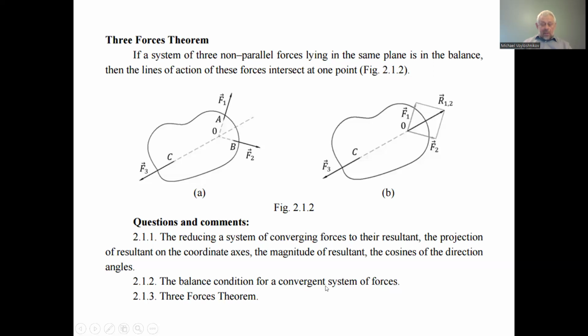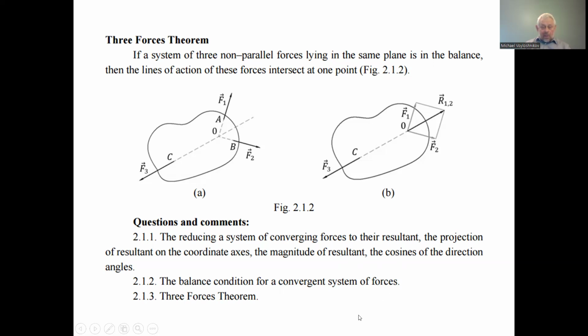The balance condition for a convergent system of forces is that the resultant equals 0, the algebraic resultant, just the magnitude of the resultant is equal to 0. And it's not important to consider the rotating moment, as forces intersecting at one point make the system convergent. Then the lines of action do not cause a rotation moment around the point of intersection of the forces, so only the resultant force remains, no rotating moment.